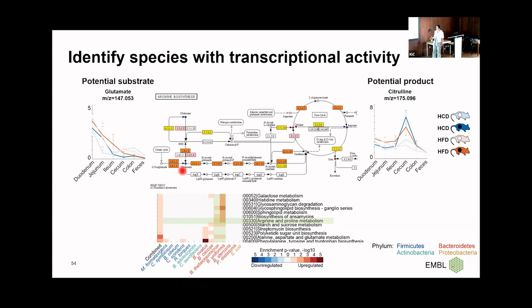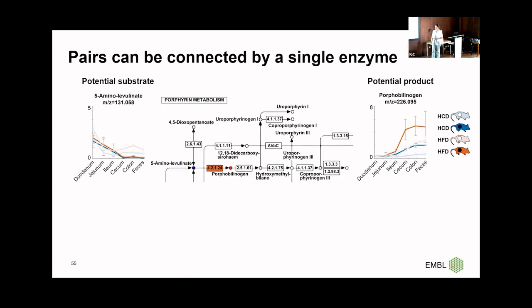And we found for this particular example that the representatives of Bacteroidetes are the ones that express the highest levels of enzymes along these pathways. So potentially they might be contributing to the differences in metabolite levels that we saw in the large intestine. And we also found examples where potential substrates and potential products can be converted by a single microbial enzyme.